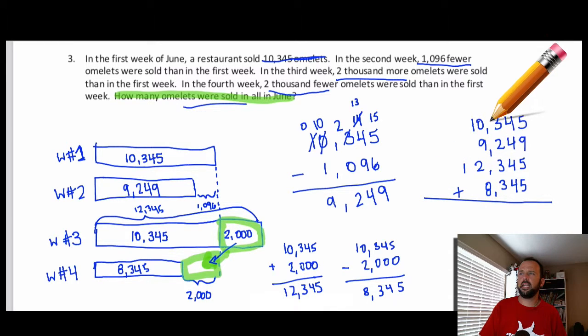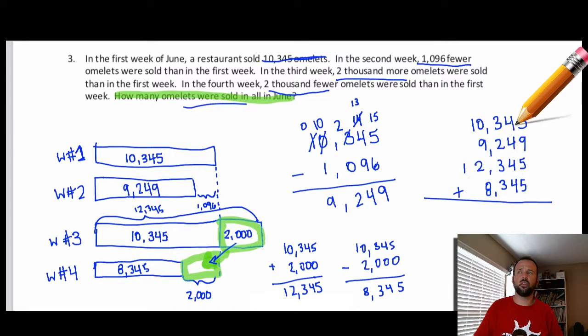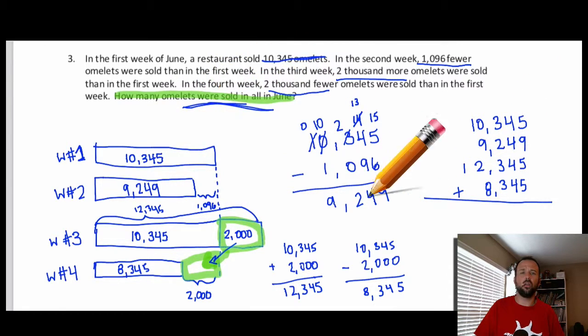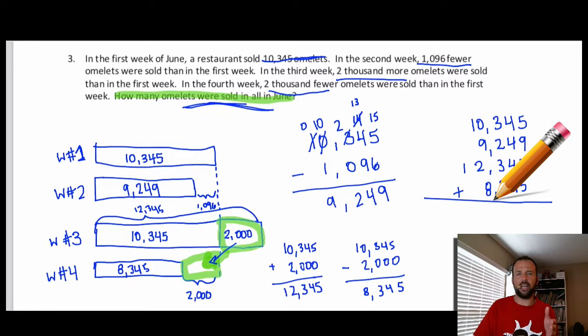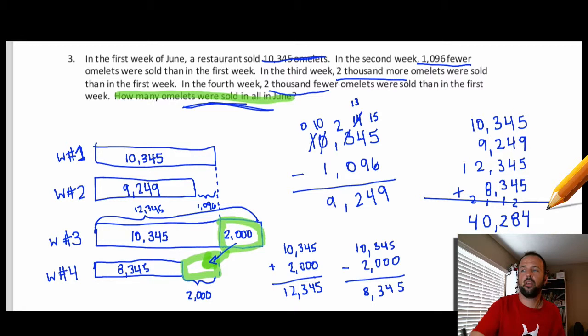Okay, so I have taken my numbers from week 1, which is 10,345, week 2, 9,249, week 3, which is 12,345, and week 4, which is 8,345. I have stacked them all up, and I need to add them up to find out how many omelets were sold in all in June. So I'm going to add those up. I want you to add it up as well, and then we'll come back together and see what we got. Okay, so I got 40,284. So that's how many omelets were sold in all. 40,284 omelets.